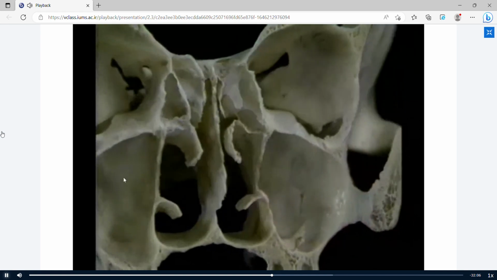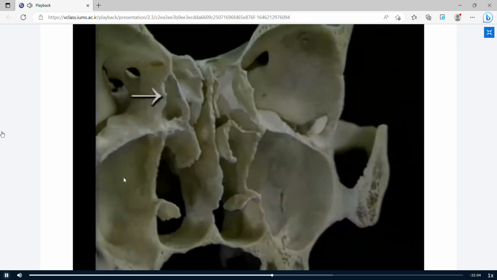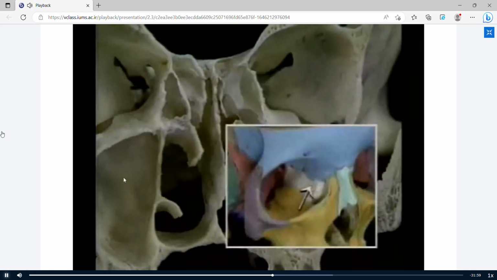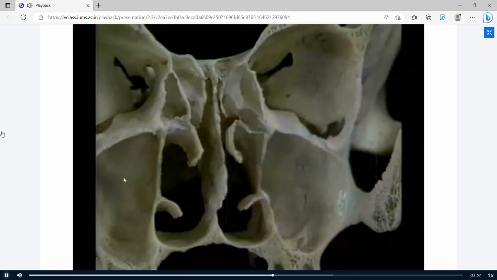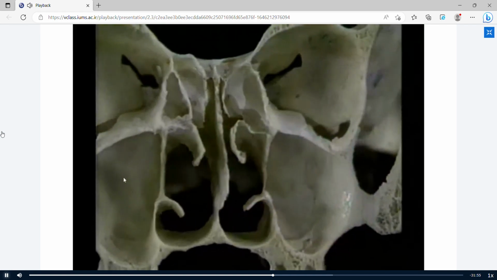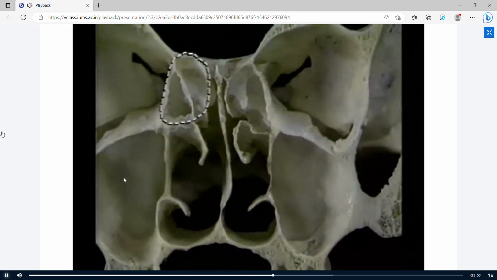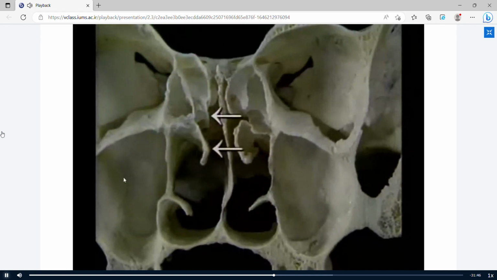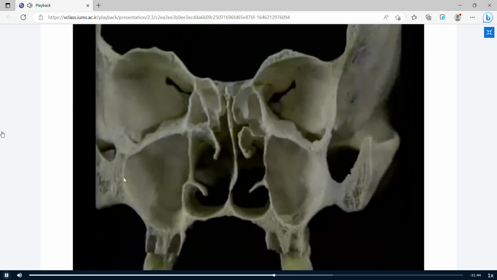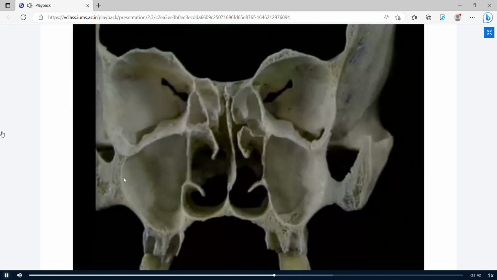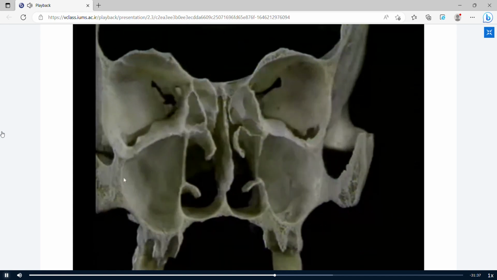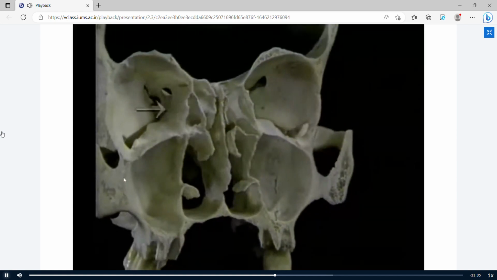The most lateral part of the ethmoid bone is this paper-thin layer, the lamina papyracea, which forms this part of the medial wall of the orbit. Between the lamina papyracea and the upper part of the nasal cavity are the ethmoid air cells, as we've seen. The superior and middle conchae are also parts of the ethmoid bone. The ethmoid bone is joined to the frontal bone above, the maxillae below, and the central part of the sphenoid bone behind.